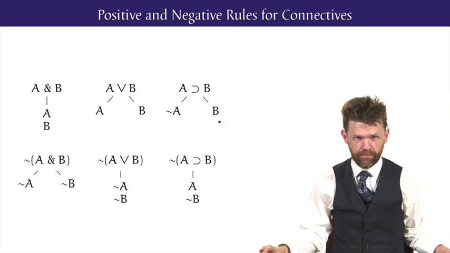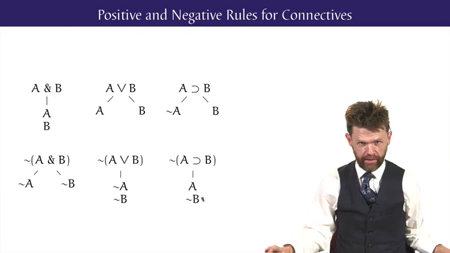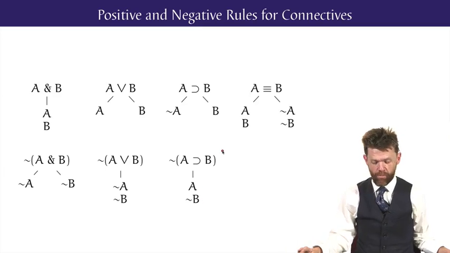A negated conditional, it's not the case that A implies B, is true. That means that A is true and B is false. So we write down both A and not B in the one branch. If a biconditional, A if and only if B, is true, then A and B have the same truth value, which means we have two options. One branch containing A and B, and the other containing not A and not B.